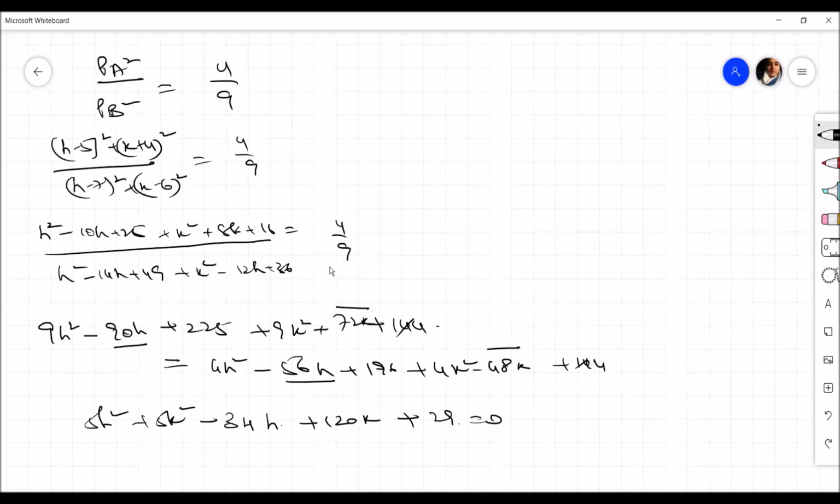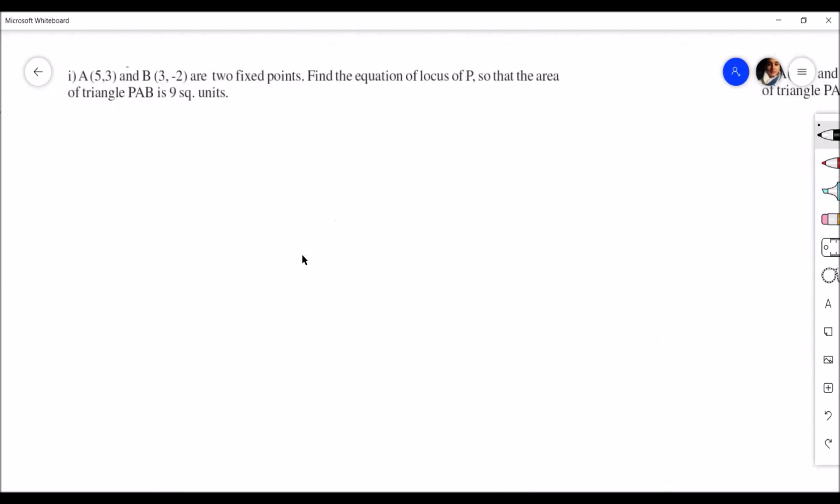Okay, so that's your next problem based on a formula on the area of triangle. Similar steps, let P of H comma K be the moving point. And what is the mathematical condition? The area of triangle PAB is 9 square units. So A is already given, B is also given. So let me write down the mathematical condition.